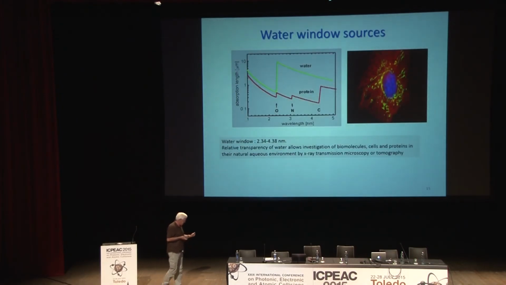Okay, now the other thing I mentioned is the water window. And in the water window, you can have absorption. You want to get a source that operates where you can actually look at the absorption of carbon and nitrogen, but for water is transparent. So it covers a wavelength range from 2.3 to about 3.34 to 4.38 nanometers.